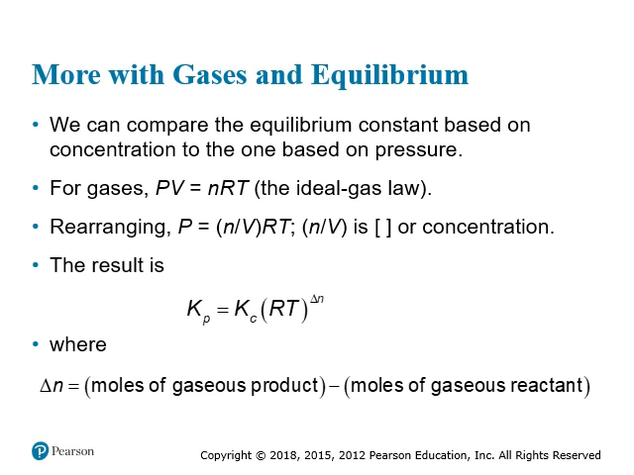So the result, if we were to, instead of looking at the equilibrium constant with respect to concentration, or K sub C, the result would be K sub P, the equilibrium constant with respect to pressure. So we would rearrange our PV equals nRT, establishing a new equilibrium constant expression, relating the equilibrium constant with respect to pressure to that of concentration.